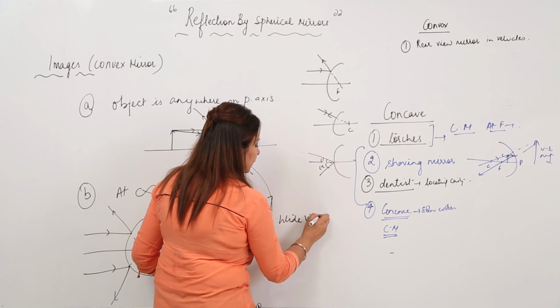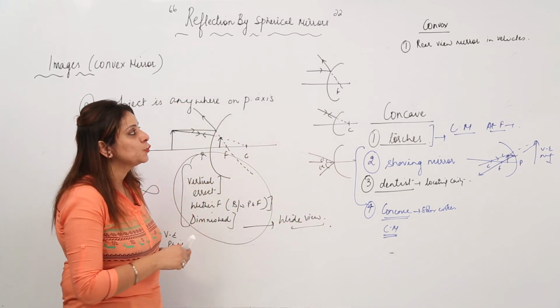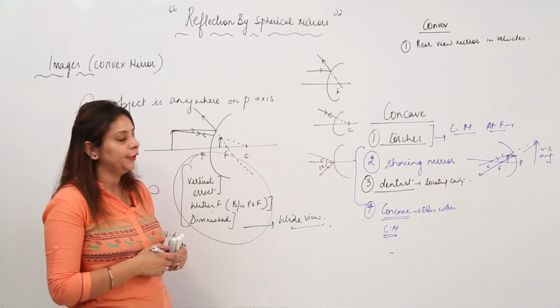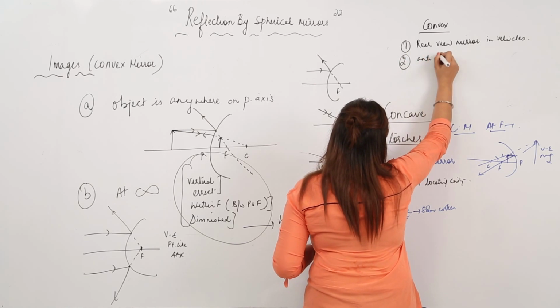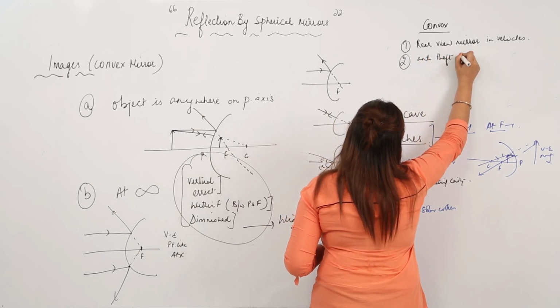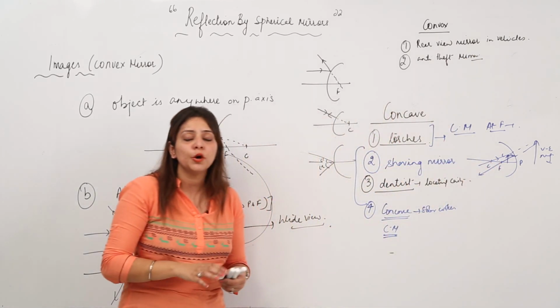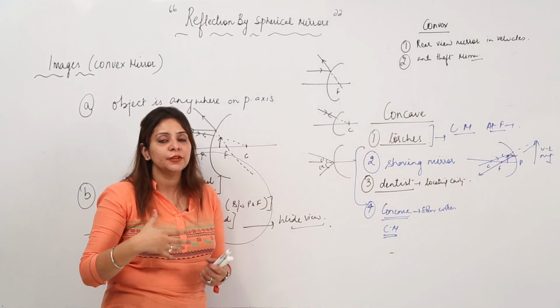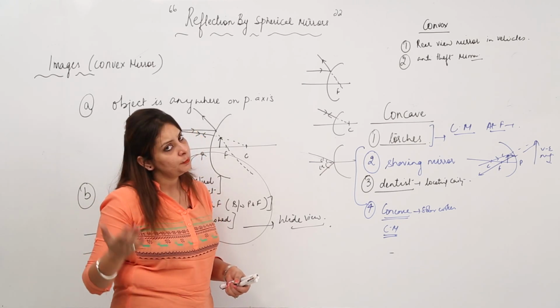It gives a wide view, means it can cover the whole space behind. So that is why it is used as a rear view mirror. Second is that it is also called an anti-theft mirror. It is called an anti-theft mirror because in many departmental stores or shops, it is used for vigilance purposes. So it can be used as an anti-theft mirror also.